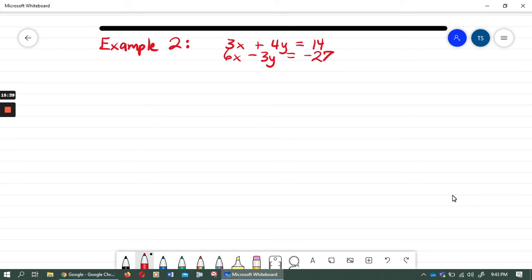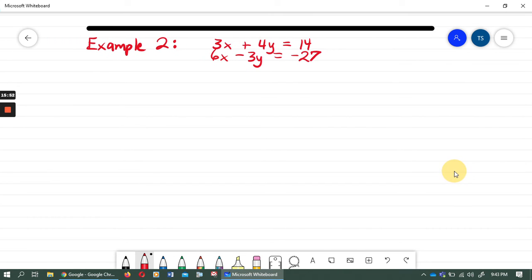Okay, so let's look at this second example where we are solving this system of equations using the elimination method. So guys, this one is slightly different from that first example where we were solving using the elimination method. How is this one different?